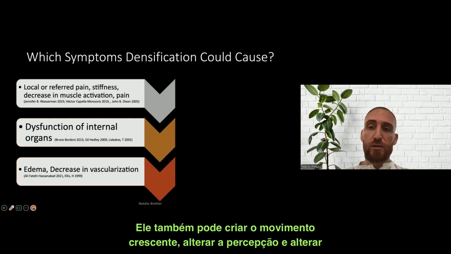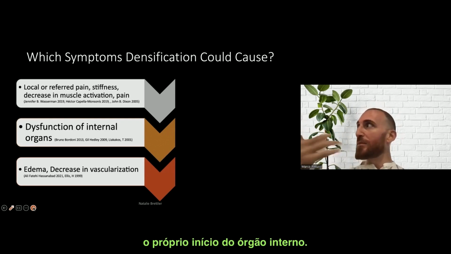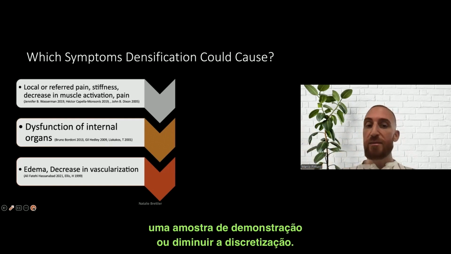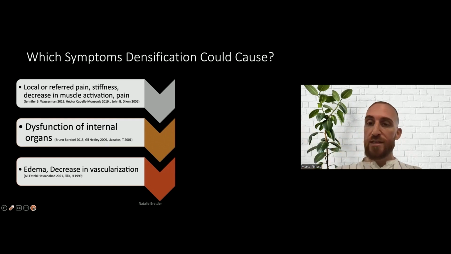It can create also decreased range of motion, altered proprioception, and also can alter the peristalsis of the internal organs. Even the alteration of the deep fascia and superficial fascia can create edema, for example, or decrease in vascularization.